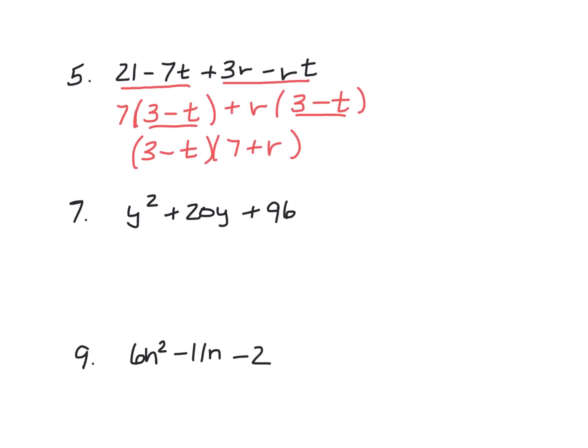Number 7, there is no greatest common factor. It's not one of the special ones. So you can see 96 is not a perfect square. So this would be done by trial and error. I'm going to make my 2 sets of parentheses. My first terms have to give me y squared, so I need y and y. My last terms have to give me a product of 96. So going through those factors.